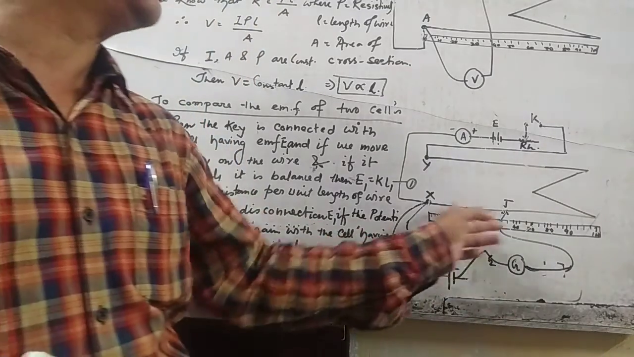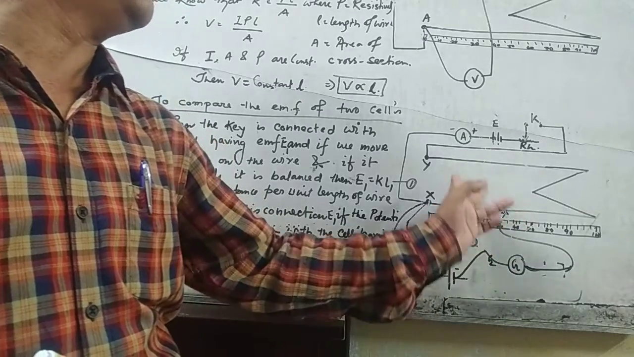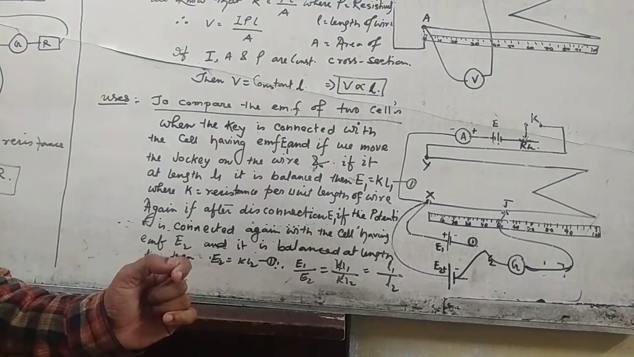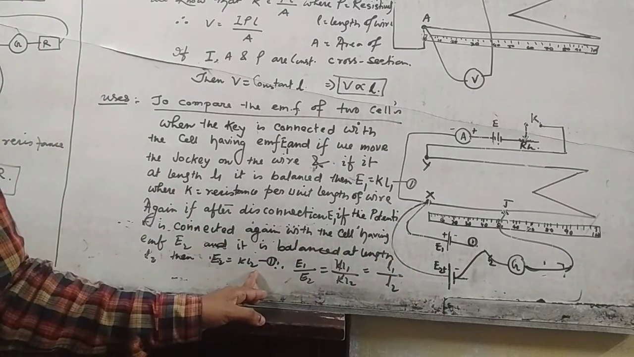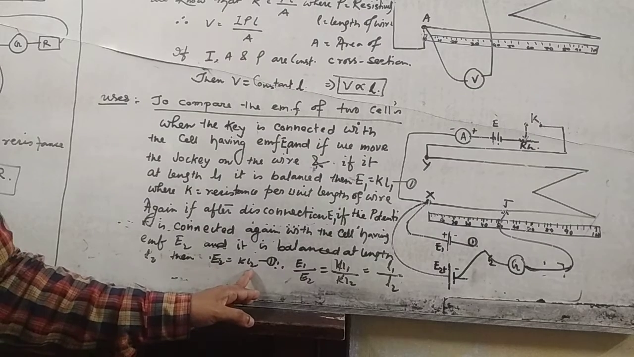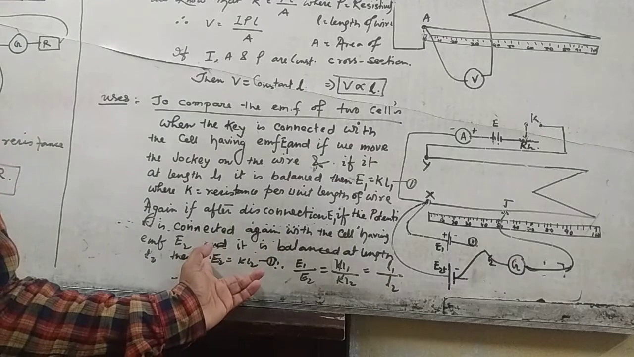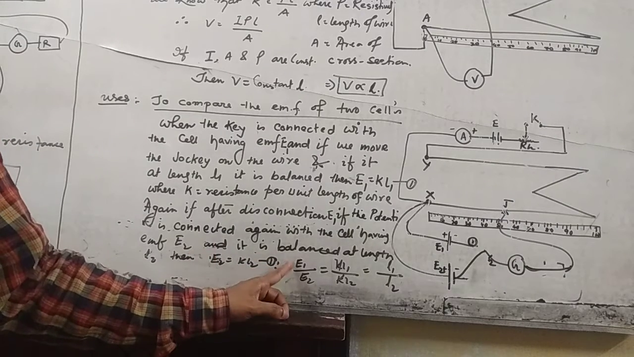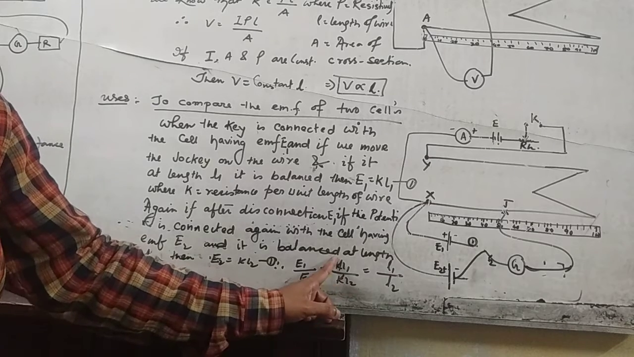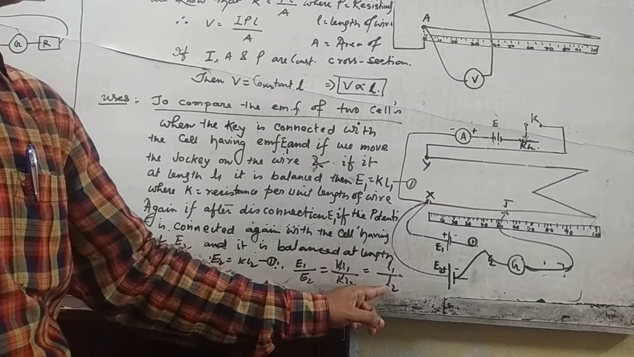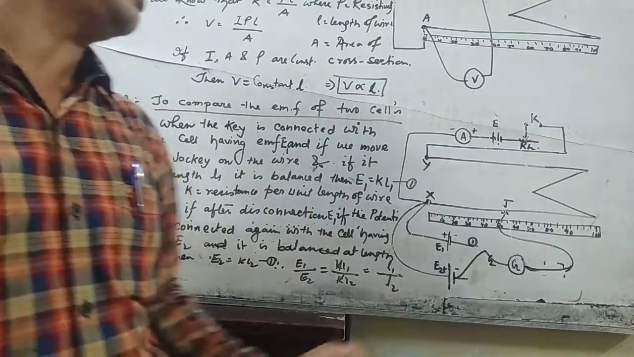Again we will move the jockey on the wire, and we will find that it gives zero deflection at length L2. So E2 is equal to K into L2. Now we have E1 equal to K into L1 and E2 equal to K into L2. So E1 by E2 is equal to K L1 divided by K L2. If we cancel K, we get L1 by L2, and we can easily measure L1 and L2 by this scale.